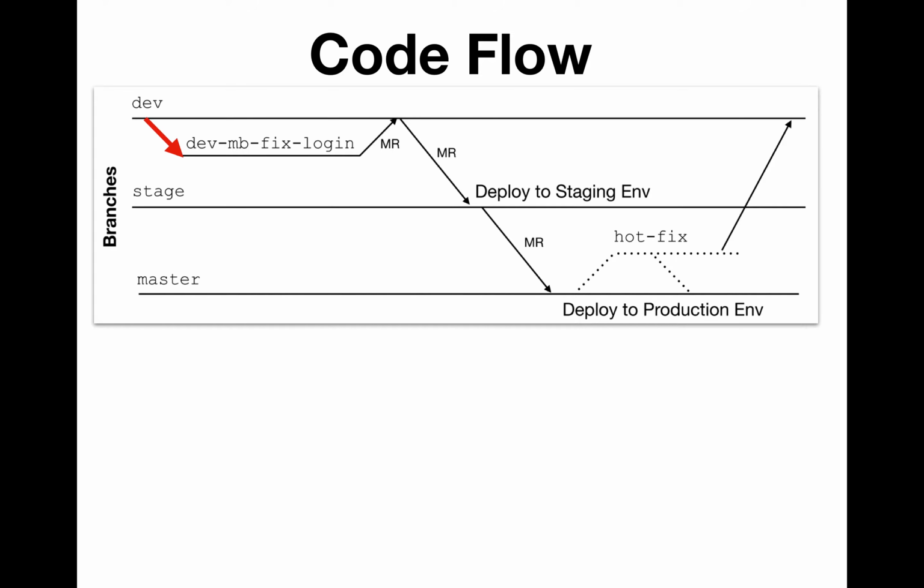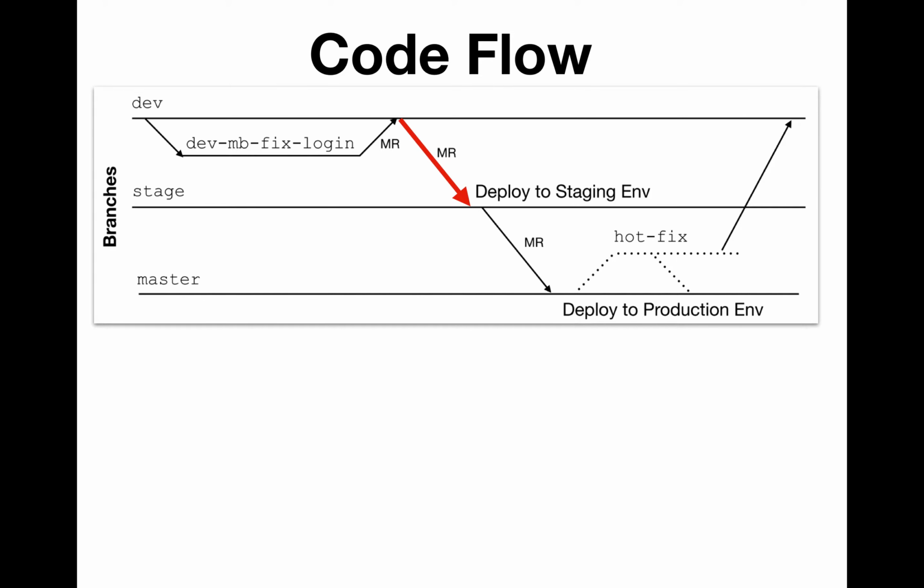So the typical workflow that I like to follow is that developers branch off of the dev branch, and they will name a branch called dev dash their initials and then provide some sort of context. So this name indicates that I branched off of dev, these are my initials, and I'm fixing the login. So I'm going to branch off of dev, do some work, and then submit a merge request into GitLab so that the team can review it.